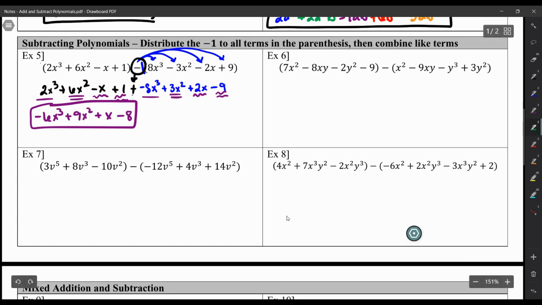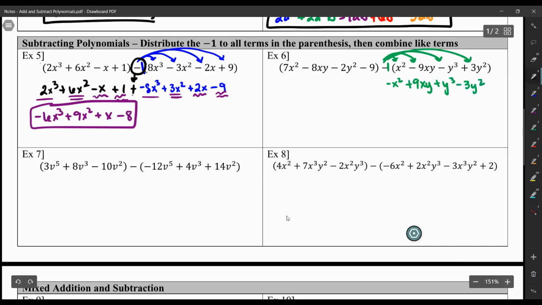Except again, you have this -1 in the front you have to take care of first. So a negative times x squared is negative x squared. Negative times negative 9xy is a positive 9xy. Negative times negative y to the third is positive y to the third. Negative times 3y squared is negative 3y squared.